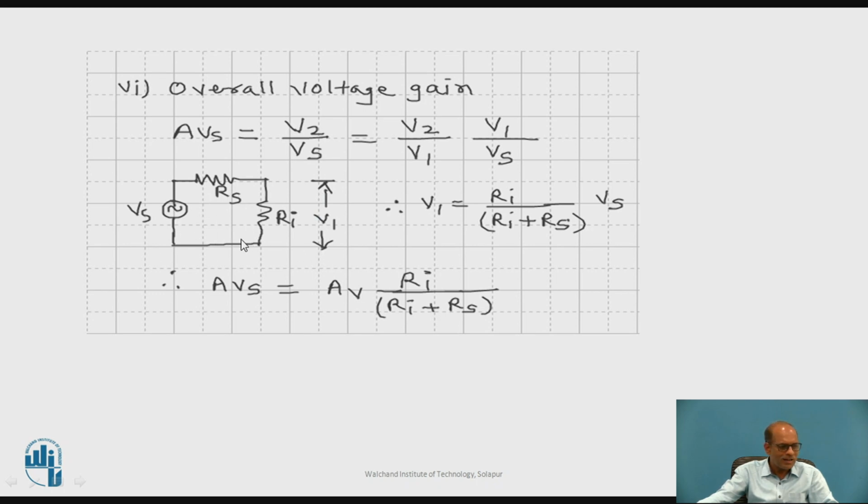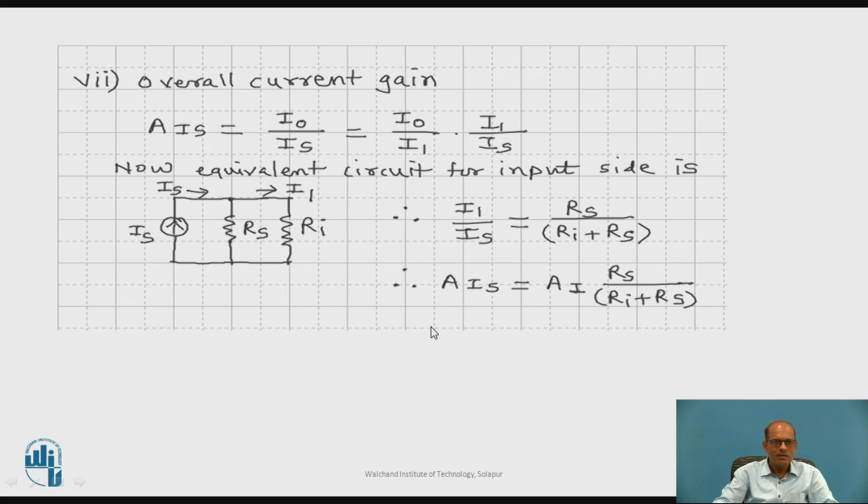So Rs and Ri are in series, so they will form a voltage divider, and therefore we can write down V1 is equal to Ri upon Ri plus Rs into Vs, and therefore from this V1 by Vs can be written as Ri upon Ri plus Rs. Substitute this value of V1 by Vs in this equation. So we get AVS is equal to V2 by V1, which is AV, into V1 by Vs, which is Ri upon Ri plus Rs.